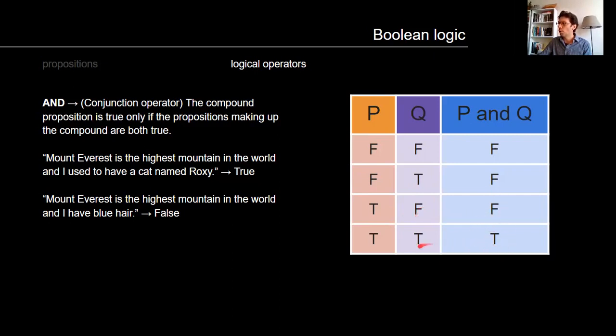P and Q is true only when both of these propositions are true, like in this example. In this example here, both of the propositions are true, hence P and Q is true. And look at this example. Mount Everest is the highest mountain in the world, which is P in our case, and it's true. And I have blue here. This is false. This stands for Q, and it's false. We have true for P and false for Q, which makes P and Q false.